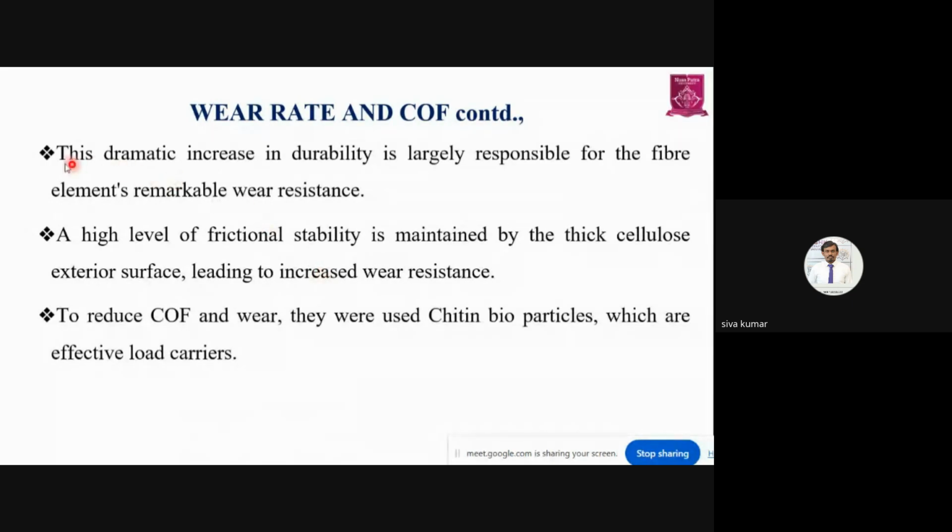So these are some findings I have mentioned here. The drastic increase in durability is largely responsible for the fiber elements' remarkable wear resistance, and a high level of frictional stability is maintained by the thickness of the cellulose exterior surface, and loading, leading to increased wear rate.